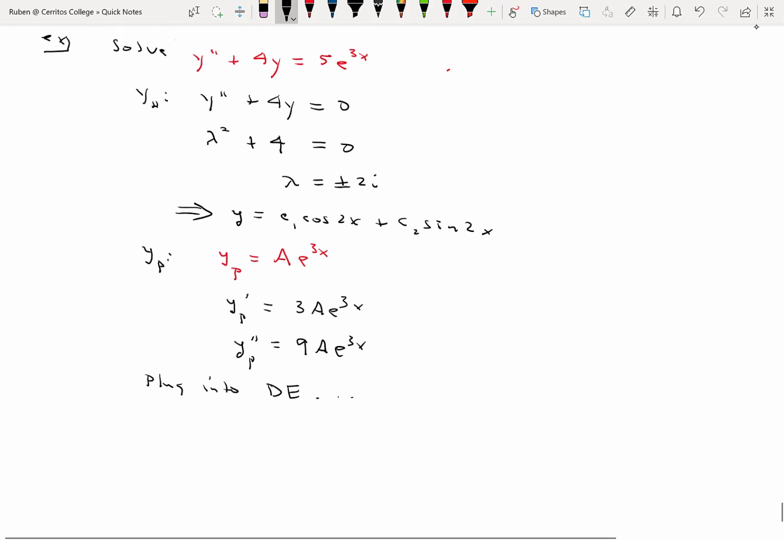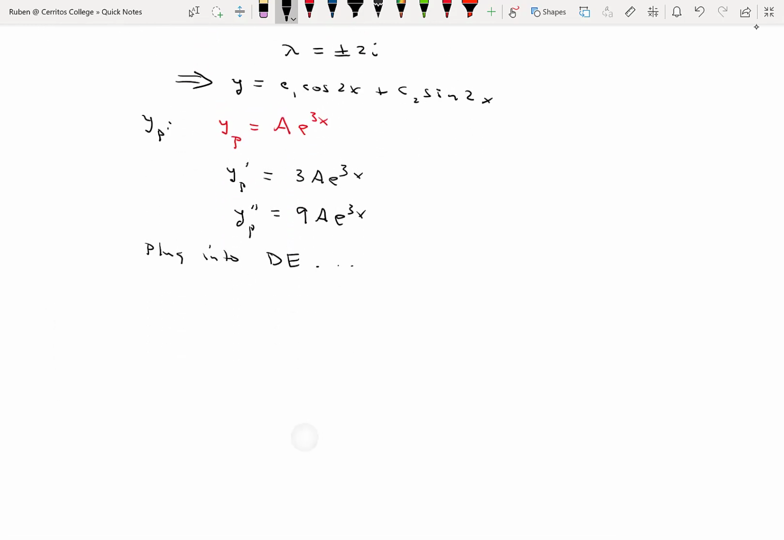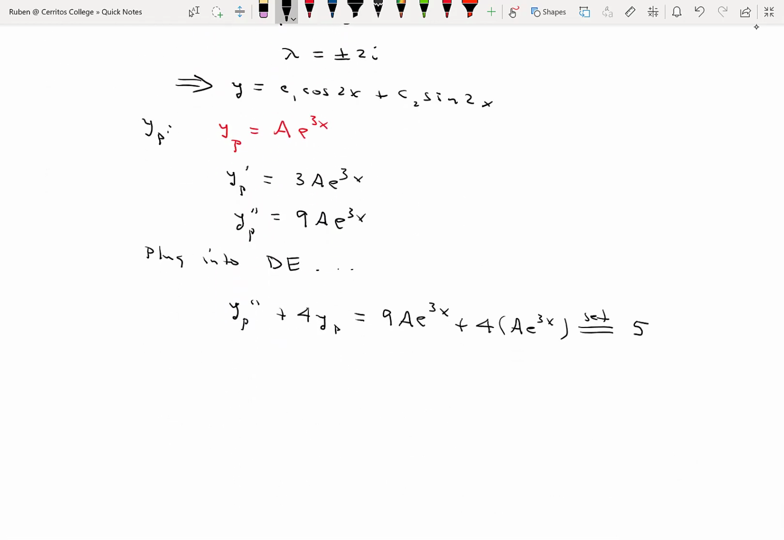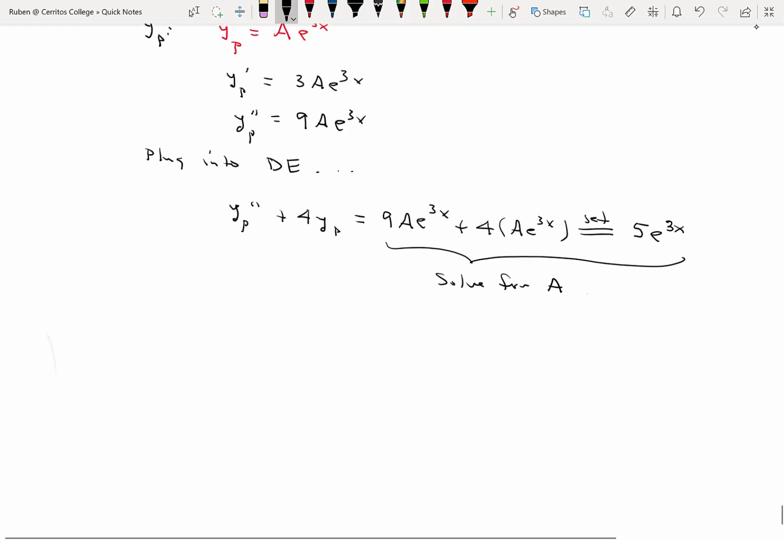If we do that, the differential equation has y double prime plus 4y on the left-hand side. So y sub p double prime plus 4y sub p will equal 9a e to the 3x plus 4 times y sub p, which is a e to the 3x. And that has to equal whatever is on the right-hand side, which is the forcing function 5e to the 3x. Then we solve the resulting equation for a, if possible. And if we do things right, it'll always be possible.